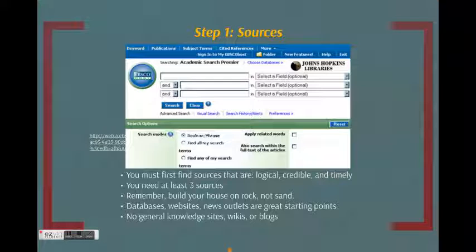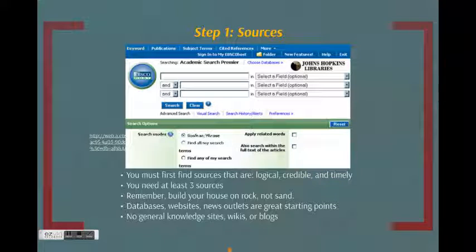Where you don't want to look are general knowledge sites. So these are things like about.com, Yahoo, Wiki Answers, Yahoo Answers, really anything that starts with wiki. That includes Wikipedia. Because they're open source, anyone can change them and add information, and so those aren't sources that you want to use.